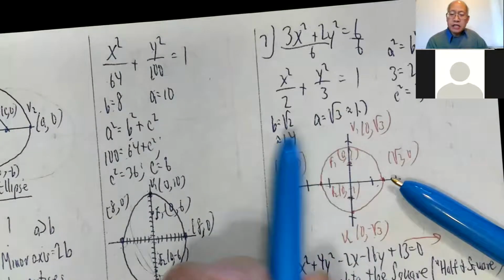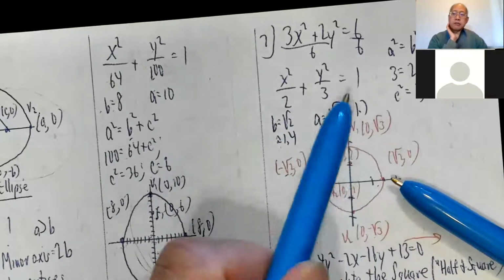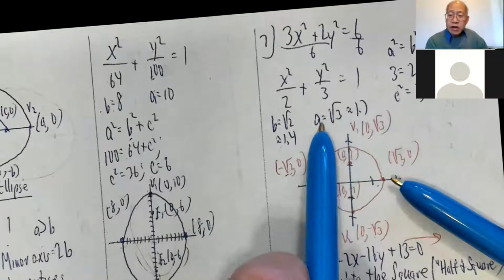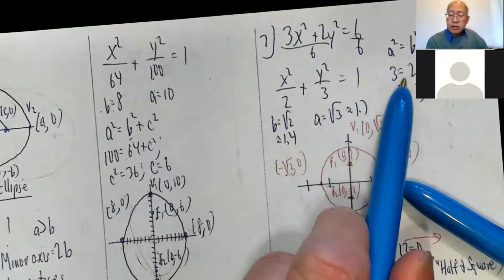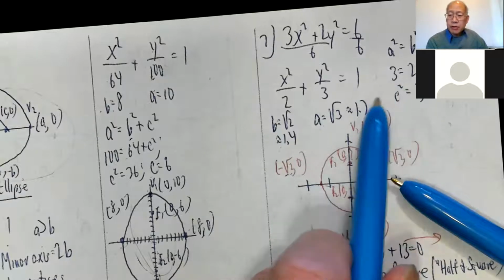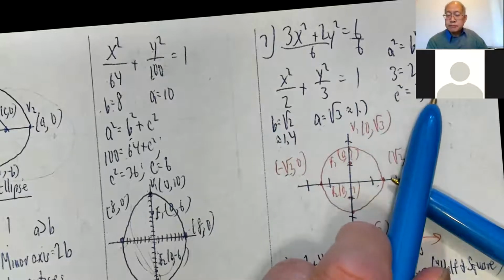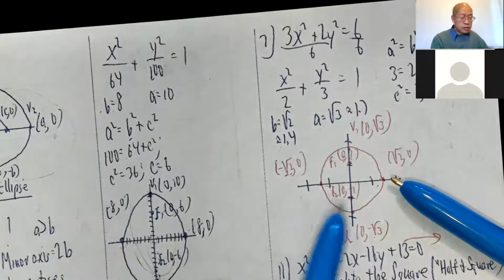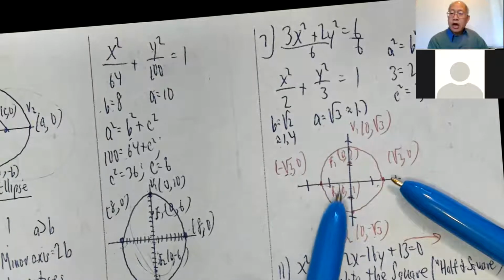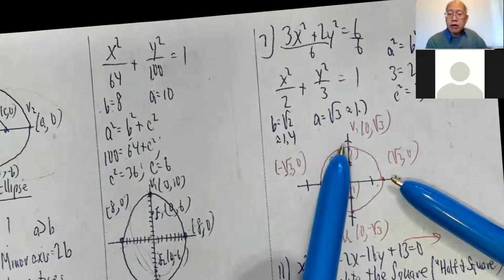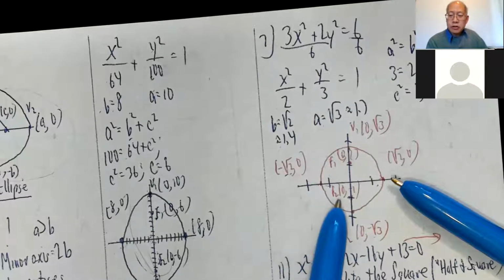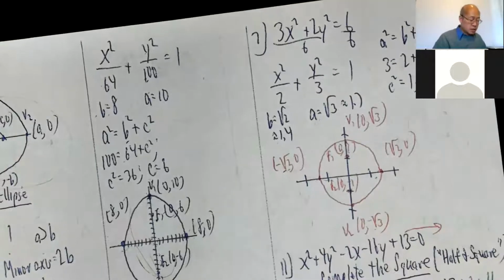These two are not nice, but the c is actually nice. If I plug in a squared equals b squared plus c squared, a squared is 3, b squared is 2. If I subtract, I get 1. So c squared is 1. That means c is 1. That's nice. So I just go 1 unit up, 1 unit down. How do I know it's up and down? Because the foci are always along the major axis. So F1, focus 1, is (0, 1). Focus 2 is (0, negative 1). And that pretty much clinches it.